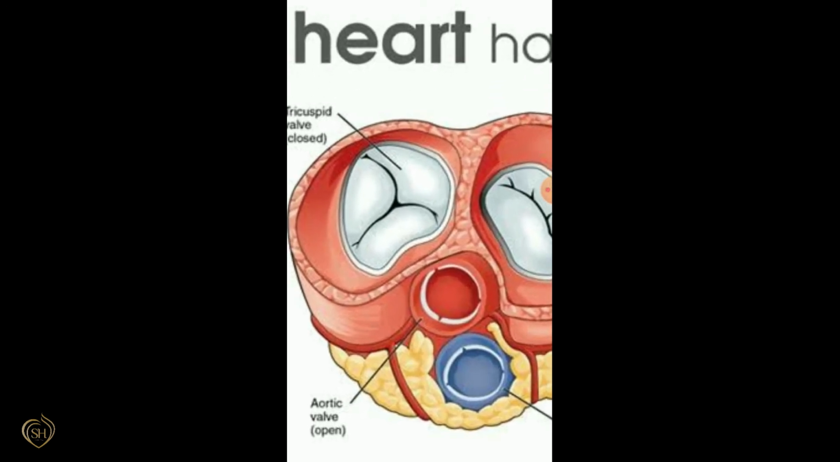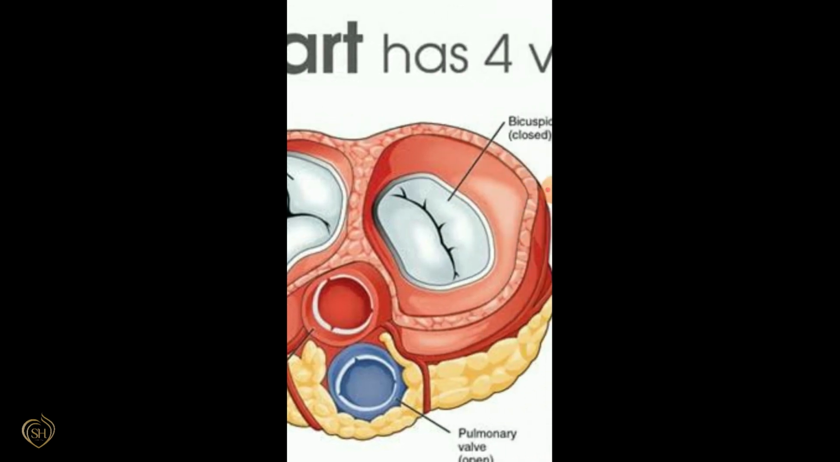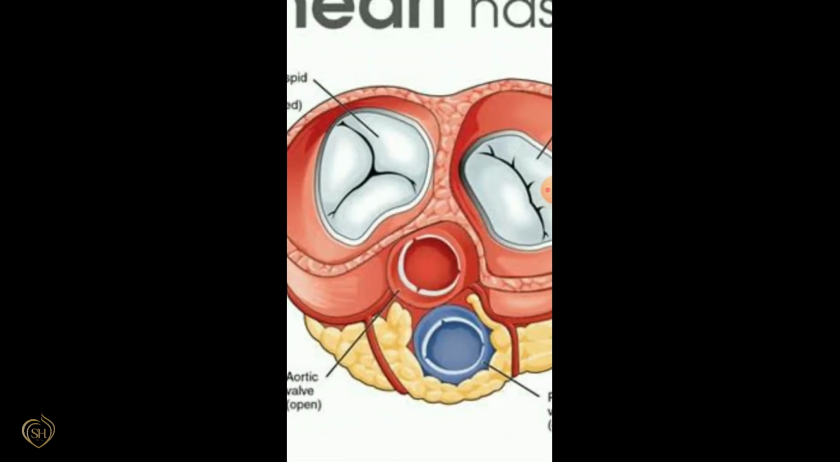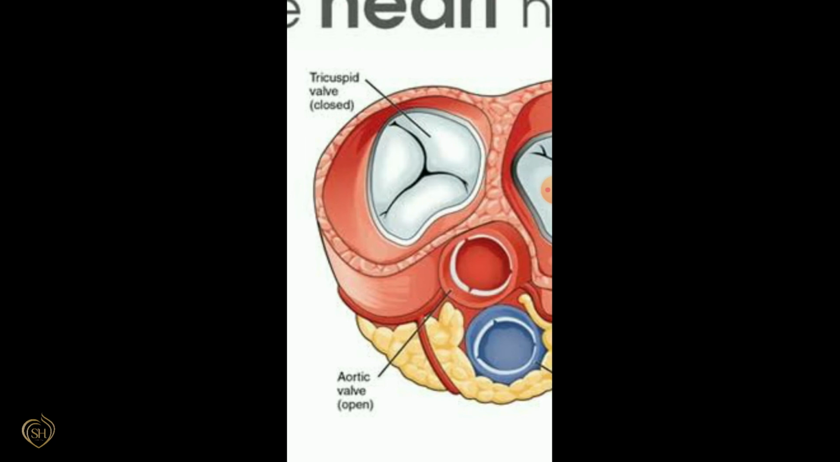Then, in between the left atrium and left ventricle, the cuspid valve is called a bicuspid because it has only 2 flaps. It is also called a mitral valve. Then the second category is the semilunar valve. Semilunar valves are also 2.